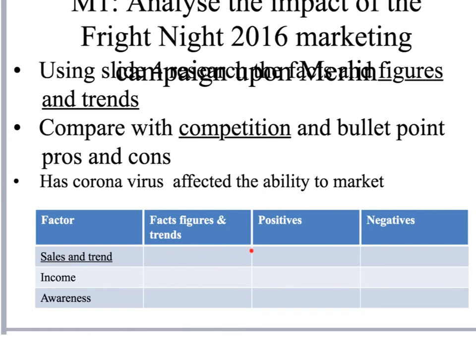So get your facts and figures. Maybe explain why they're a positive or why they're a negative. Same for income, positives, negatives, awareness, positives and negatives. So you could plan it out and get your writing frame here. This is a sort of writing frame for the writer. Get your data, screenshot, is it positive, is it negative, get organised before you start. It's an analyse and it's an M1. So we want to get up to a distinction, so we've got to nail this. And don't forget, we're looking for a page and a half. So there's quite a lot to go in there.